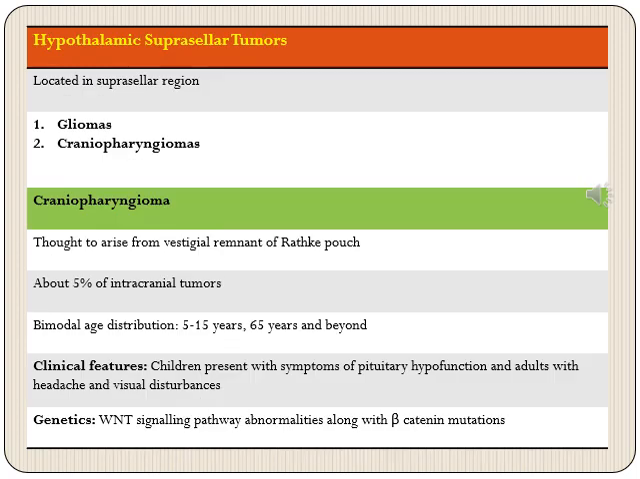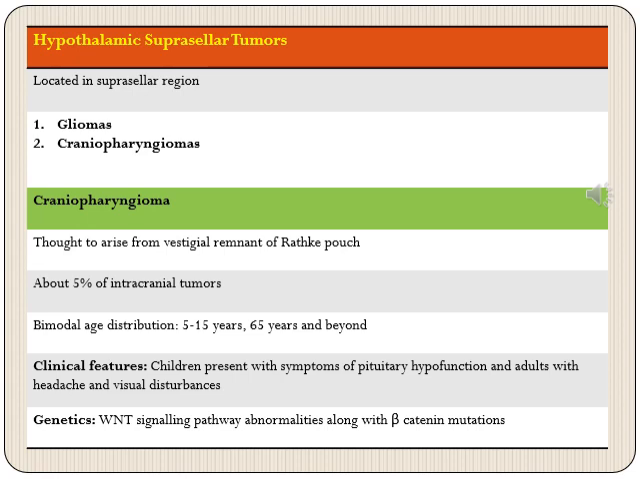Next are hypothalamic suprasellar tumors. These are located in the suprasellar region, and amongst these we have gliomas and craniopharyngiomas. Gliomas we will be discussing when we have the chapter on brain tumors. Here we will be discussing only craniopharyngiomas. These are thought to arise from vestigial remnants of Rathke pouch.